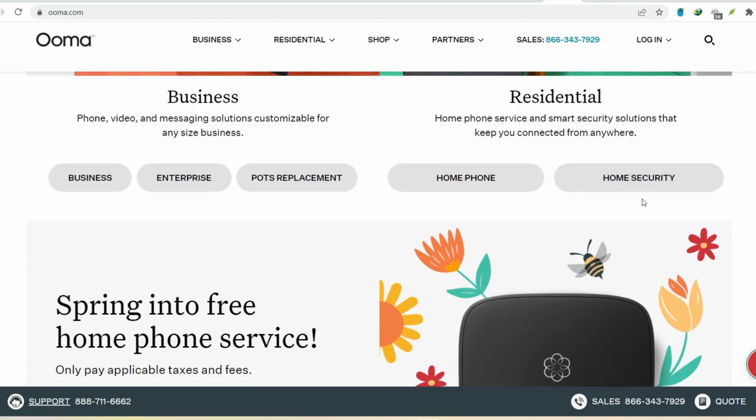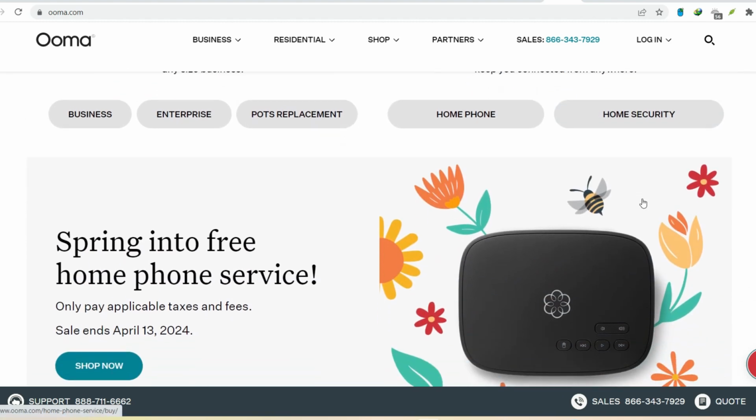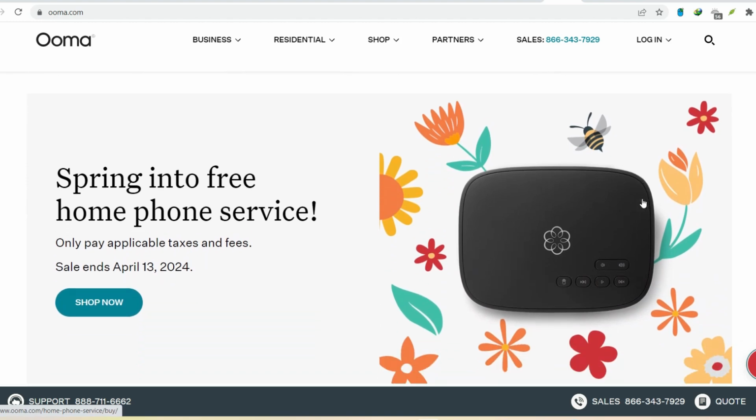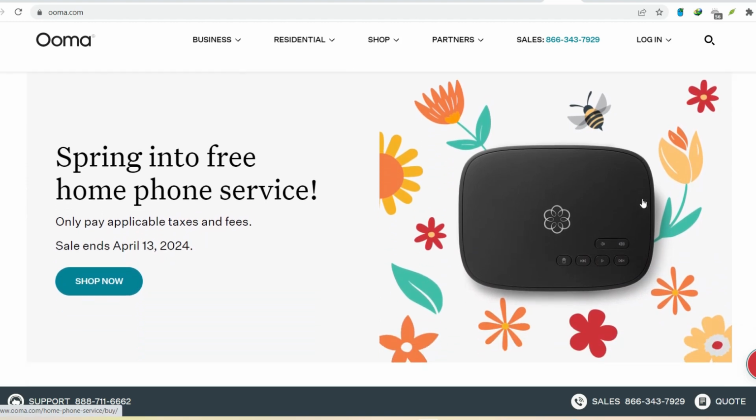What if you needed to reach someone urgently? Believe it or not, there are ways to make calls even without a traditional cell signal or internet access. One such option is Ooma, a popular VoIP, voice over internet protocol, service. But here's the million-dollar question. Can you use Ooma without the internet? That's exactly what we'll be diving into in today's video.